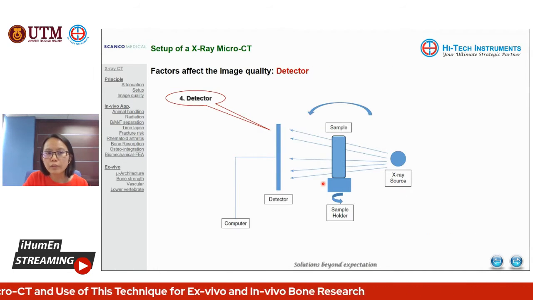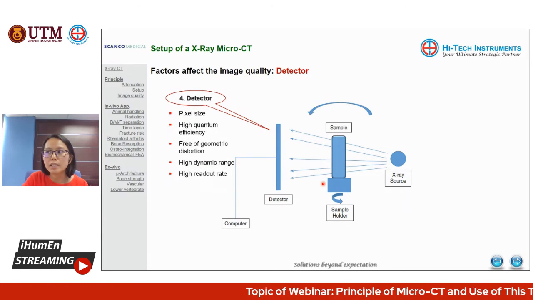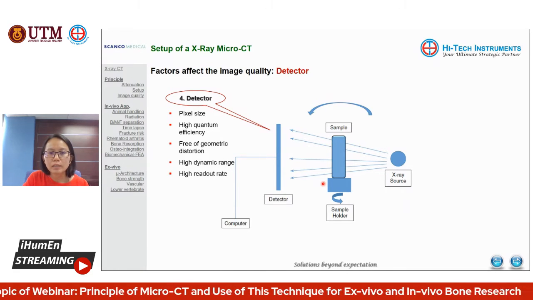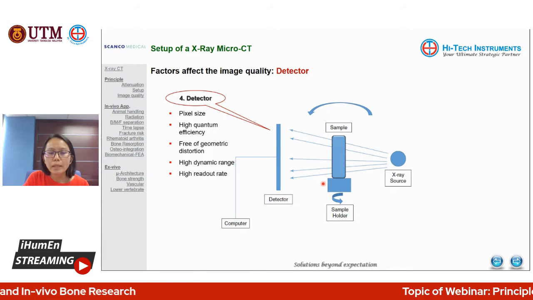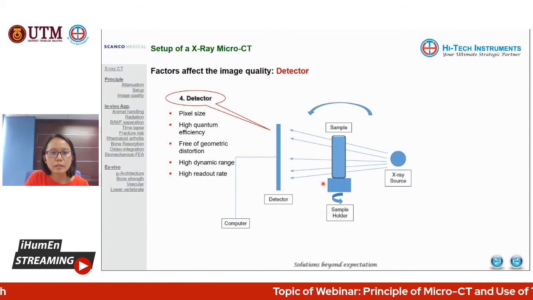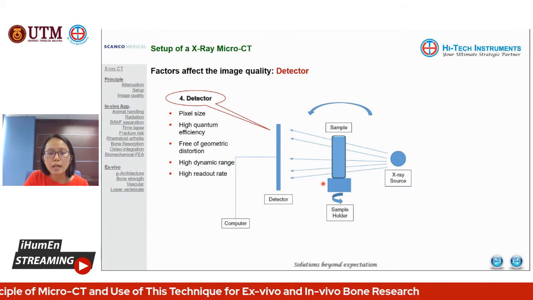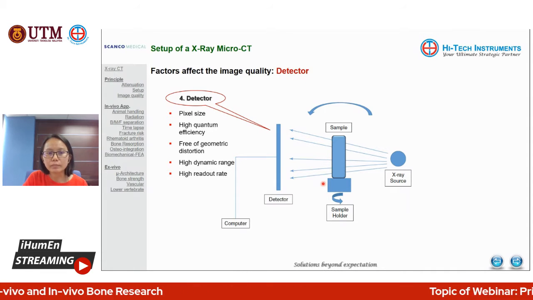Okay, so the fourth factor is the detector. For the detector, it includes a lot of criteria as well, as you can see here. The commonly known one would be the pixel size. The detector itself normally will say how many hundreds of megapixels. So that's the common term that we always hear for a detector. Other than that, we also need to consider the quantum efficiency, the geometric distortion, the high dynamic range, and also the readout rate. All these factors need to be considered when you select a good detector.